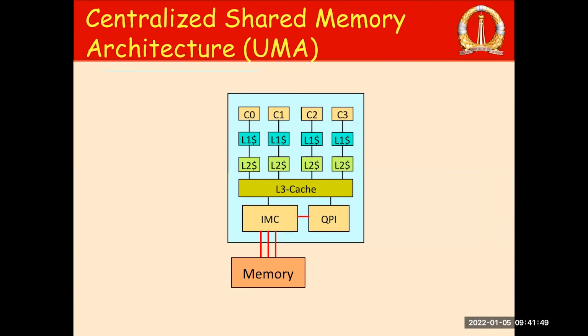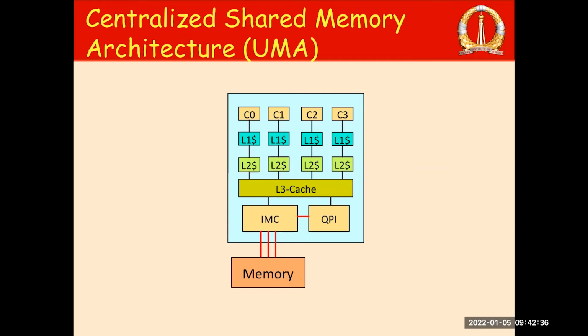Now, how do we implement this centralized shared memory? If I take a server motherboard with only one processor socket in it, that socket may have 4 cores, for example, each core having its own L1 cache and L2 cache, which are private to the core, and maybe a shared L3 cache. But all of these cores will access a common memory module through a single memory controller. So this represents a uniform memory access architecture, because the latency experienced by any core to access the memory is the same.